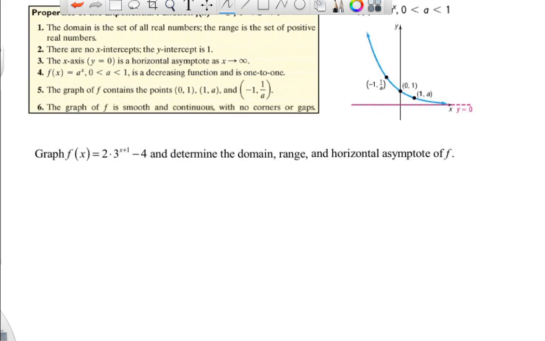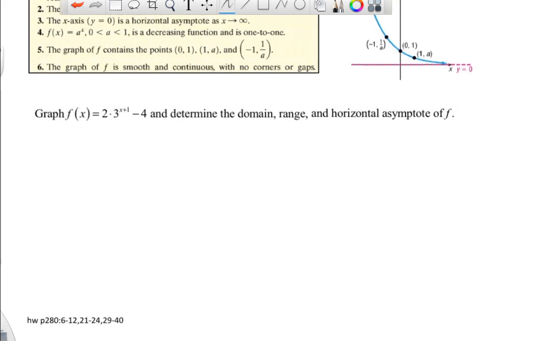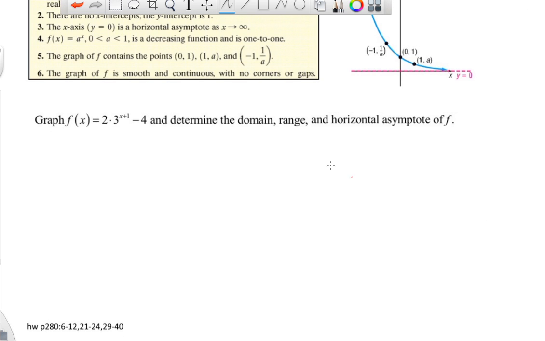Okay, let's see, last one. So we're going to graph that function. Let me get rid of this homework thing over here.